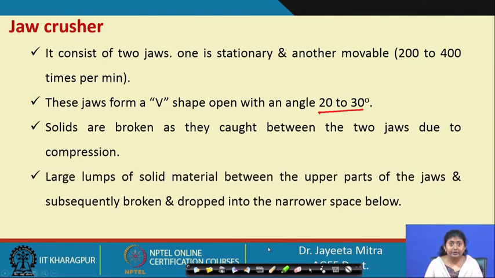Large lumps of solid material between the upper part of the jaw will be subsequently broken and dropped into the narrower space below, since it is a V shaped groove. So, the upper part which is broader is where the lumps first come, and in the bottom section where the space is narrowed down, there the broken particles will drop.